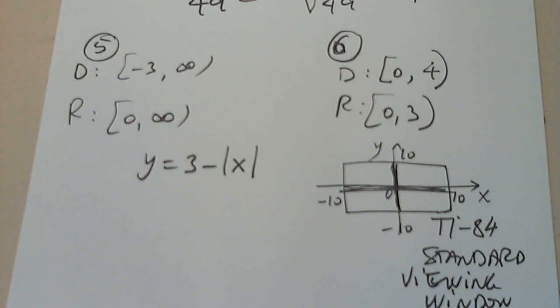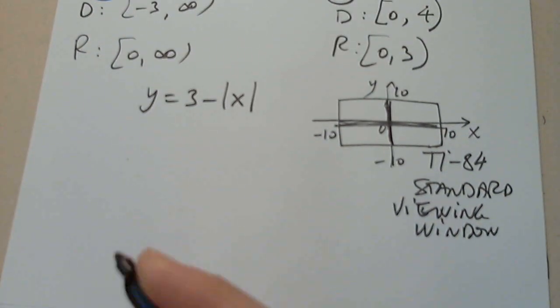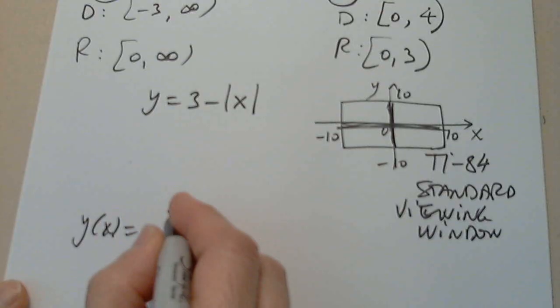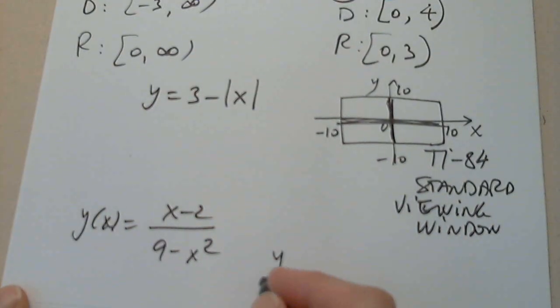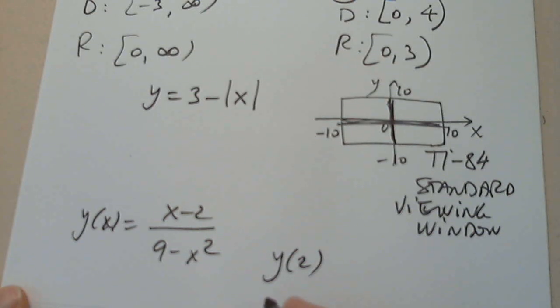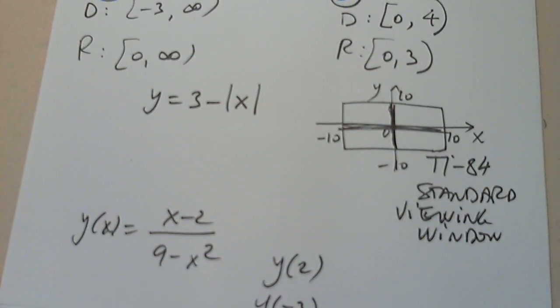Good. In the next problem, we are given a function. And the function is x minus 2 over 9 minus x squared. They want us to identify and determine y of 2 and y of negative 3. So this is what I would do. If you give me this problem, let me just start a new video.